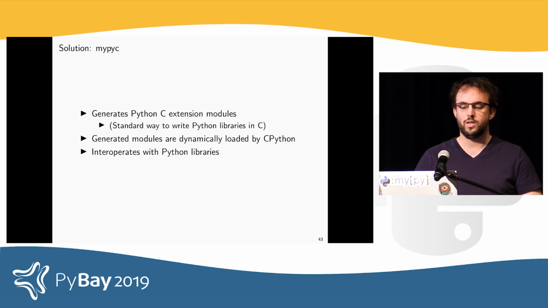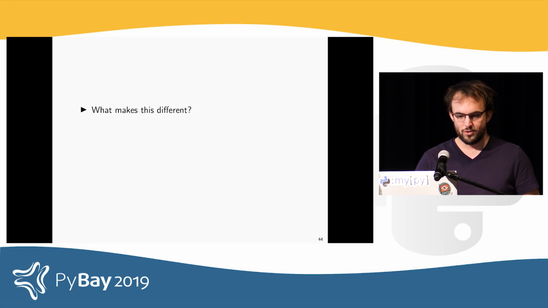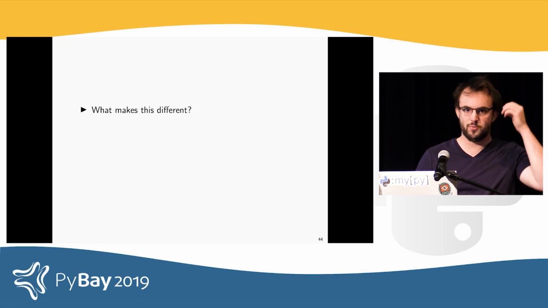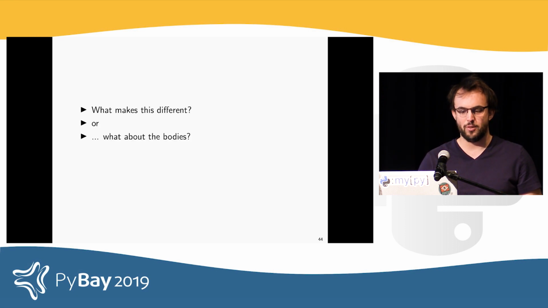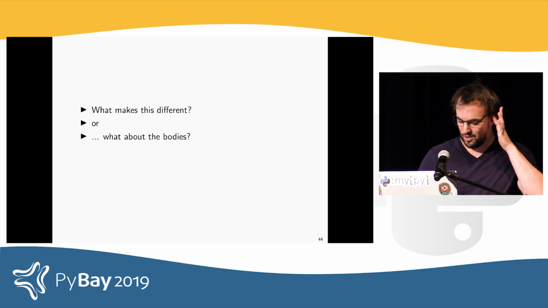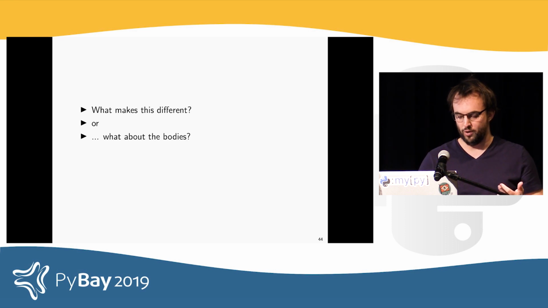And we just use those APIs, and we generate modules that are loaded by CPython and can interoperate perfectly well with code that's running in Python and with other Python libraries. Now, the question: what makes this different? This probably isn't the first compiler for Python you've heard about. Another way of asking that is, what about the bodies, right? What about all the people who've died trying to do this? Or not died, but who we're ignoring.